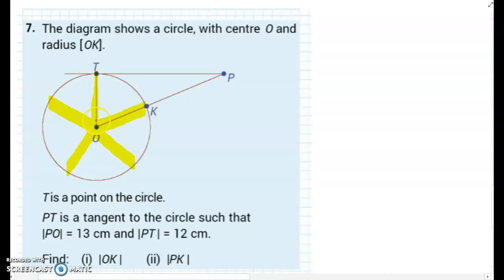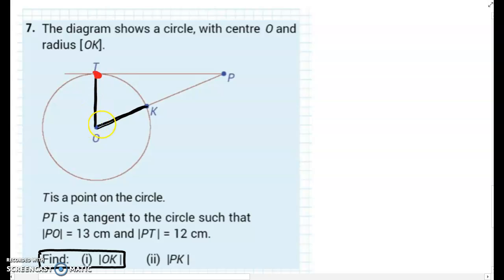We would obviously need to be able to identify that OT is also a radius, because it starts at the center and ends on the edge of the circle. So if OK is a radius and OT is also a radius, then the lengths of those two lines are the same. Now that'll come in handy later on in the question. But in the meantime, the first question is to find OK. This bit here. Like I said a moment ago, OK is the same as OT.